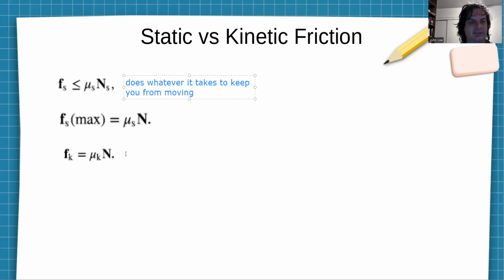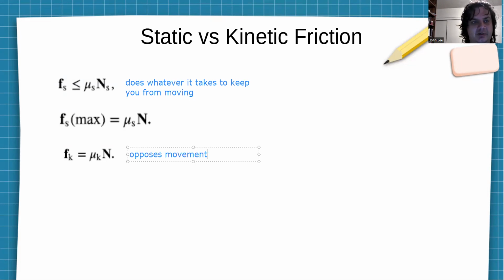Whereas kinetic friction just points in the opposite direction of movement and tries to stop you moving. Static friction is for when you're not moving and you try to move an object by pushing on it. Then what friction is going to do is push against you until it no longer can.